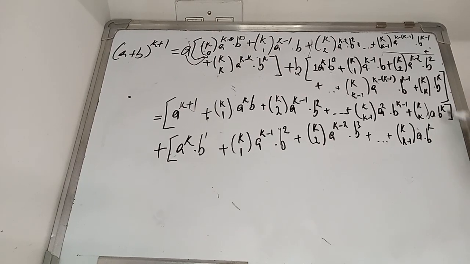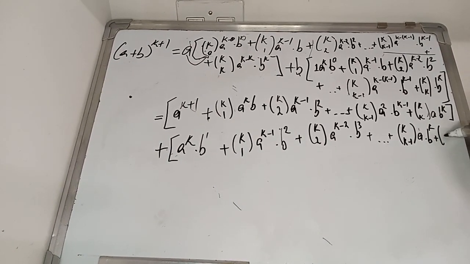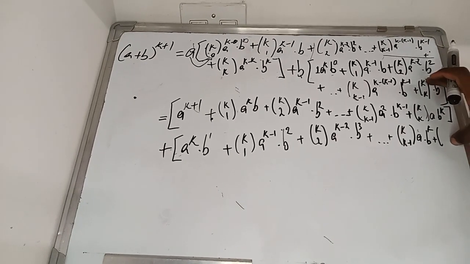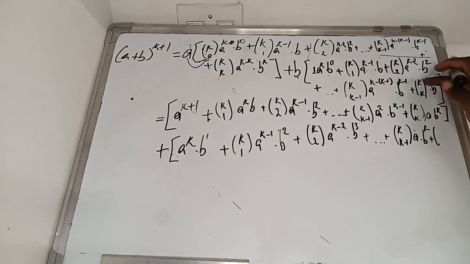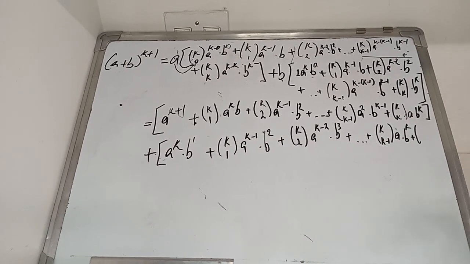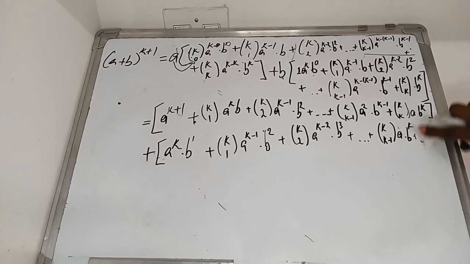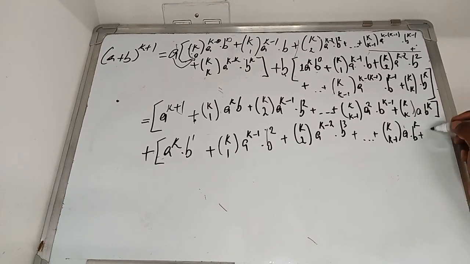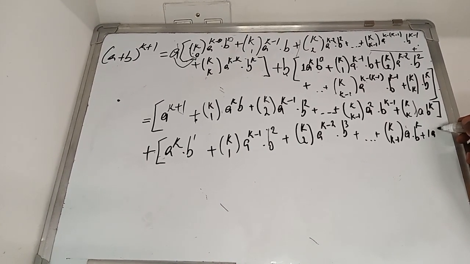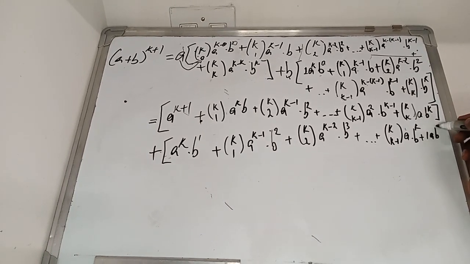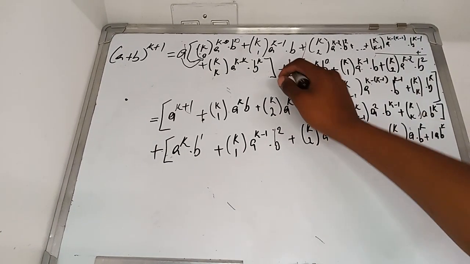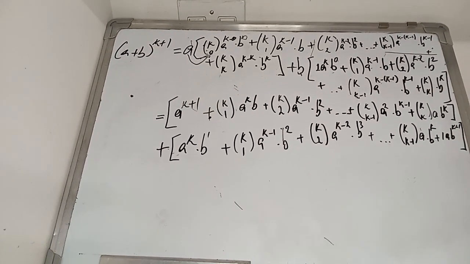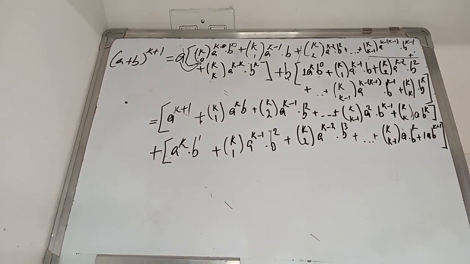Hopefully this video is making sense. Then lastly we have k choose k, and k choose k is the same as 1. I'll simply not write that k choose k, because I know that this is the same as 1. But this is b to the power k multiplied by b to the power 1, so it's b to the k plus 1. I just hope that this video will make sense to you guys.